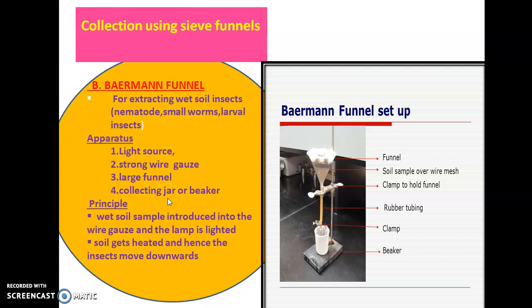jar or a beaker. What we are doing here is introducing wet soil onto the wire gauze, and the lamp is lighted. So what happens when the lamp is lighted? There will be light as well as heat. So to avoid both of these, the insects will move downwards and they will be collected in the beaker.